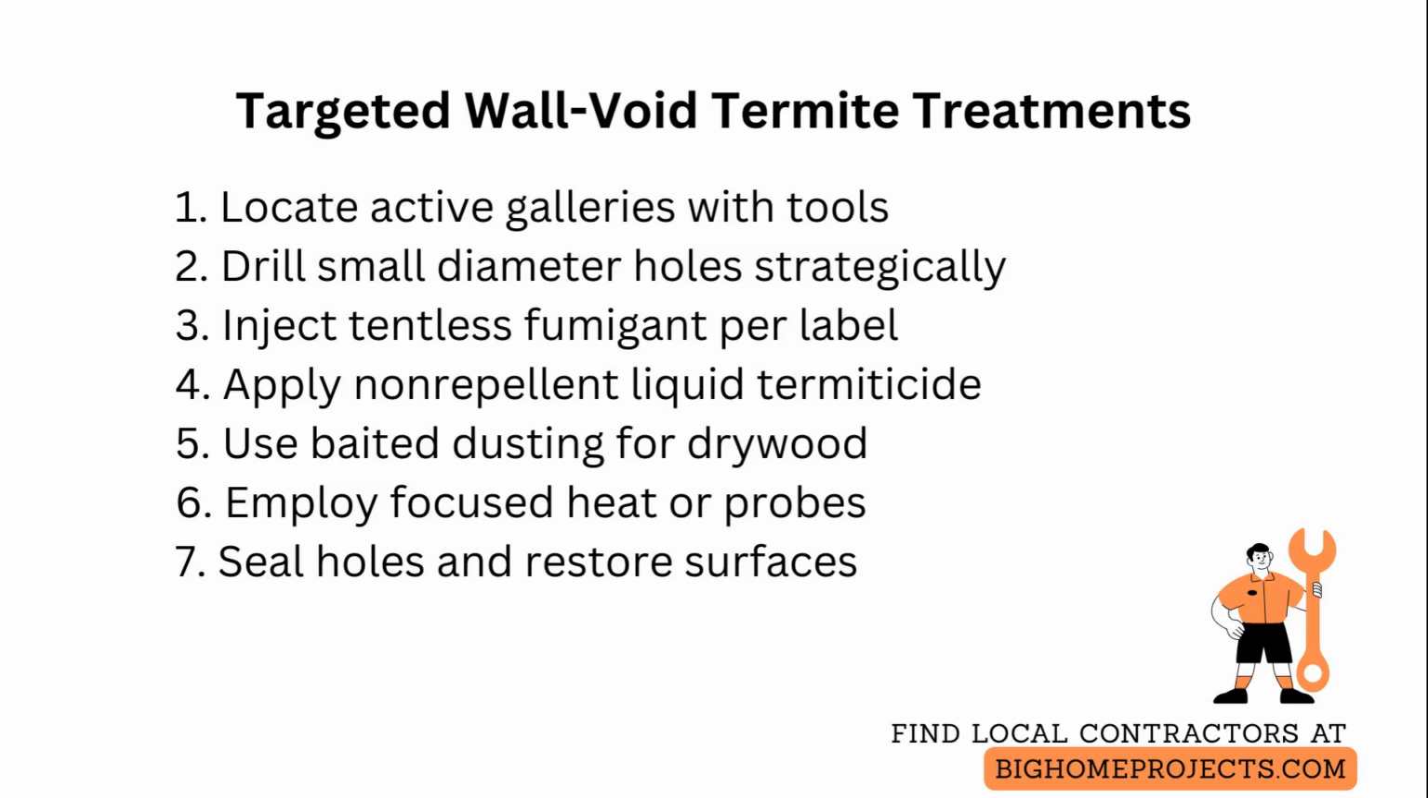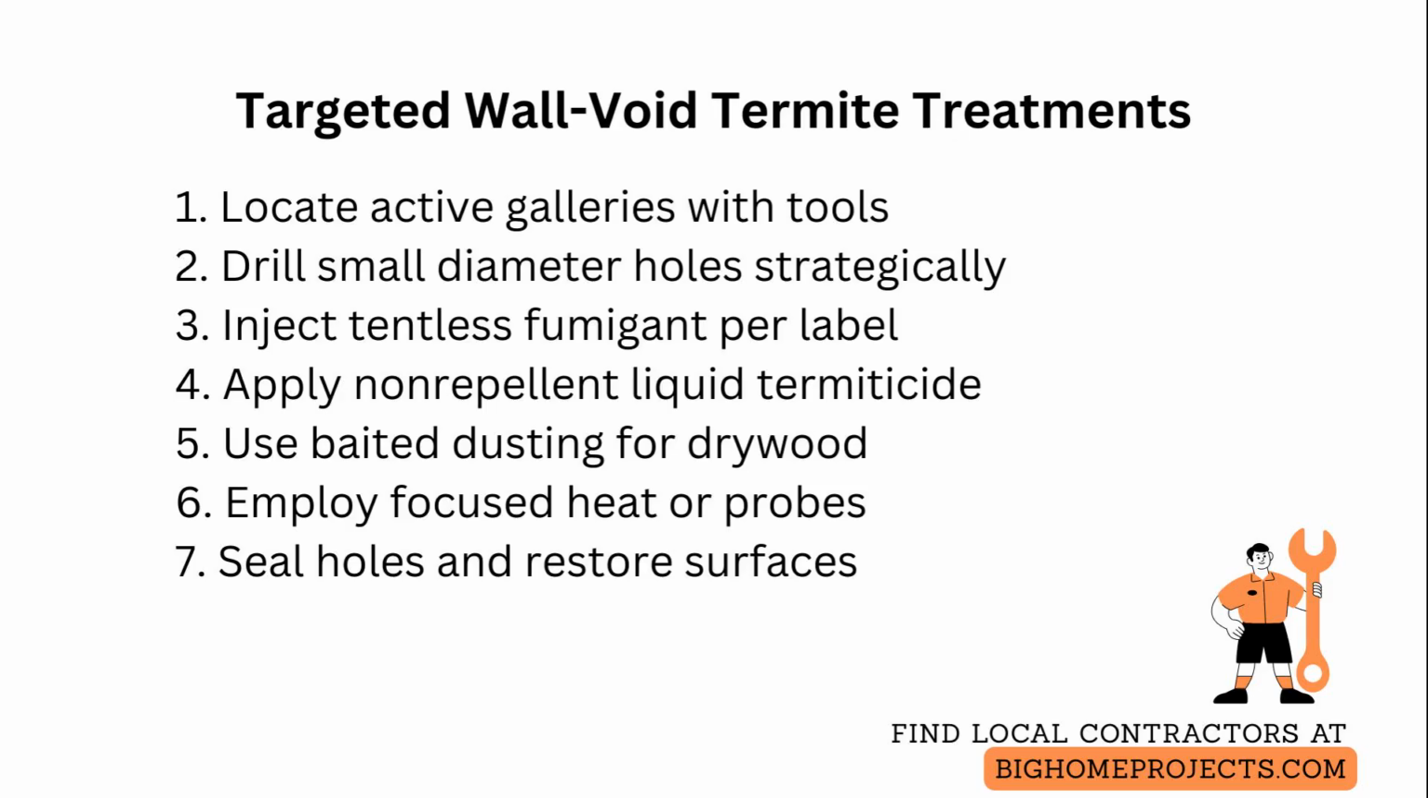When drilling for injections, choose drill bit sizes and entry angles that reach the void while avoiding electrical wiring and plumbing. Drill at the top and bottom plates and through grout lines where accessible to maximize distribution. For fumigant injections, follow label rates for the chosen tentless fumigant. Inject slowly to allow gas diffusion and wait the required dwell time before ventilating.